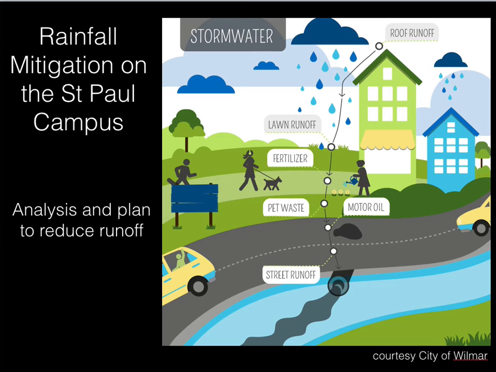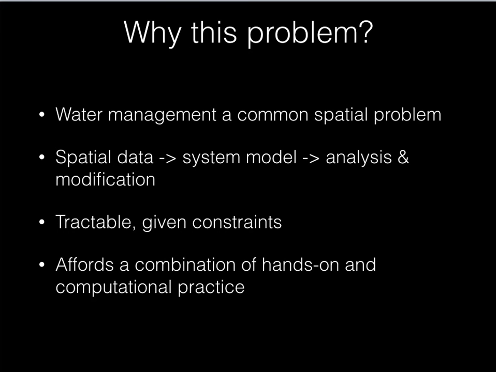So we start by building some data, and then we have a model for how the system operates and calculate some important parameters or factors. And then we modify the data and estimate how much it would cost to mitigate and make modifications to reduce the impacts of stormwater runoff. So it's this spatial data systems model analysis and modification. It's tractable, and you get both hands-on and computational experience.